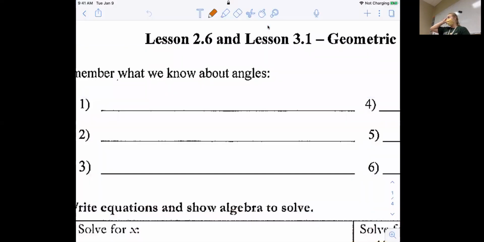Okay, what we're doing is we're learning about angles. We're going to talk about what we know about angles. If we do not get through all our notes and you don't get time to work on homework or see your test, that's on you, not me.